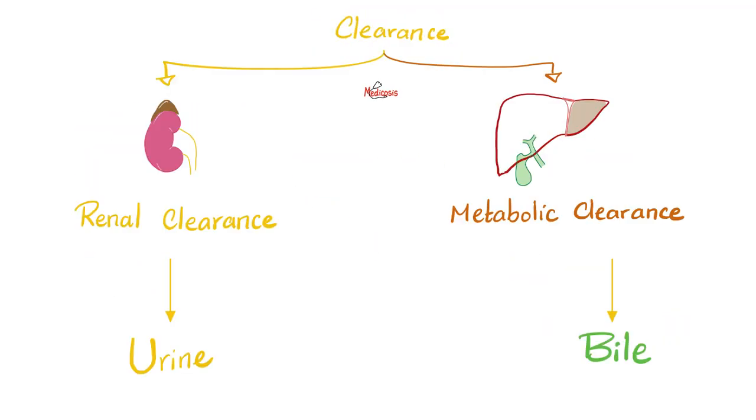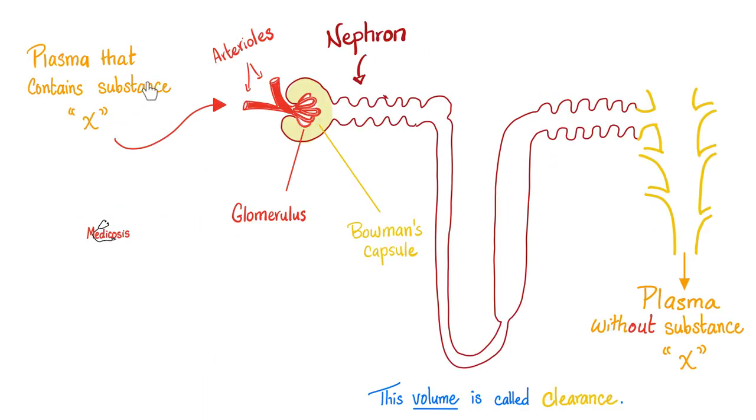That's your clearance. We have 2 types of clearance. Renal clearance, where the drug is going to the urine, and metabolic clearance, where the drug is excreted in the bile. 1 milliliter of plasma entered here. It was dirty. And then I ended up here with 1 milliliter of plasma that has been cleared in 1 minute. So what's the clearance? It's 1 milliliter per minute.